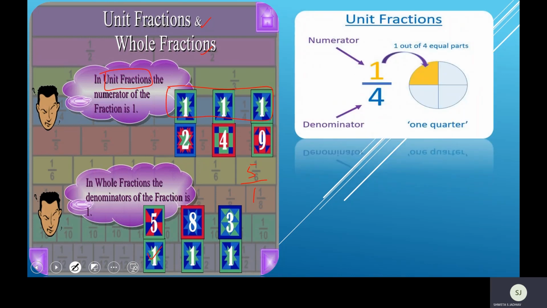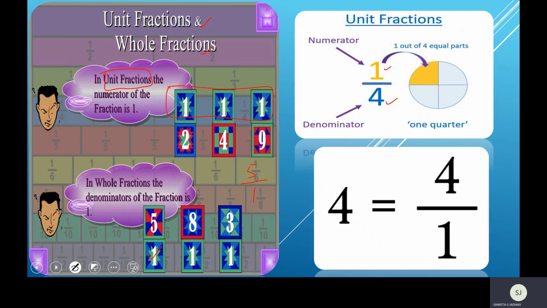Here is the example I have given you for unit fraction with the shaded figure. Out of 4 we have 1 shaded, and when we have the numerator as 1, that fractional number will be considered as unit fraction. The whole number, we can write as 4, and if we have to represent this whole number as a fractional number, which is called whole fraction, then we have to add 1 as the denominator. This is called whole fractions.